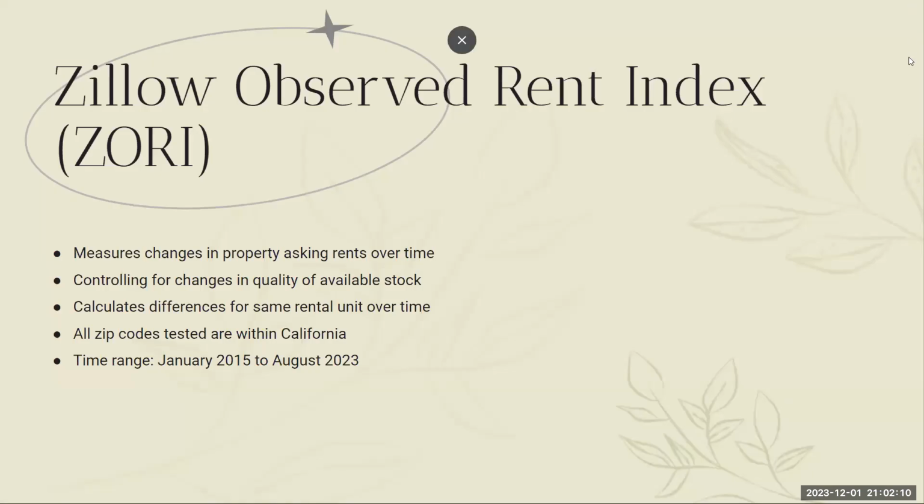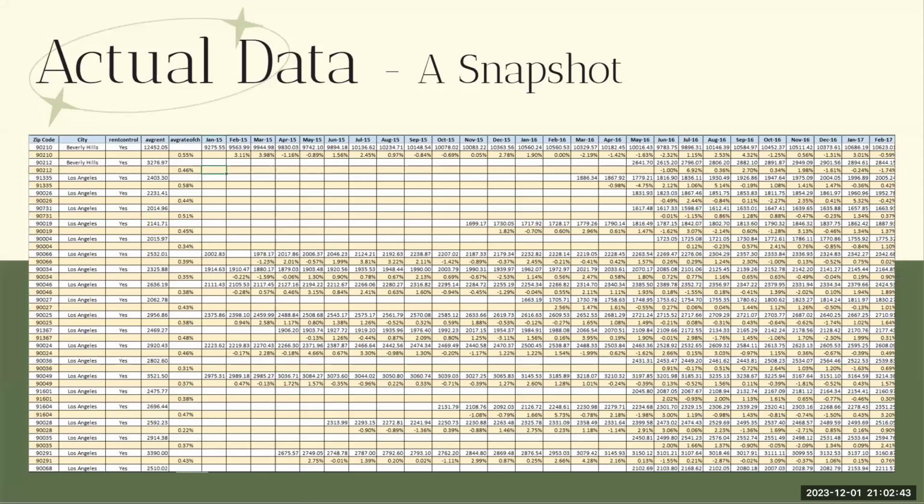For our project, we utilized the Zillow Observed Rent Index, otherwise known as ZORI, and sorted the data by zip code. ZORI measures the change in rent prices over time while controlling for changes in the quality of available housing stock. It then calculates the price differences for the same rental unit over a period of time and aggregates those differences across all properties repeatedly listed for rent on Zillow. Additionally, all zip codes that we tested are located in California and within the time frame of January 2015 to August 2023.